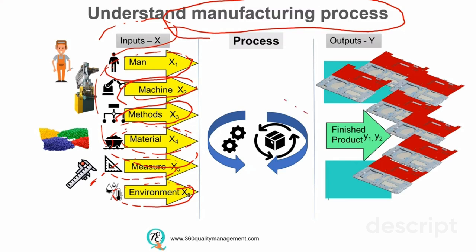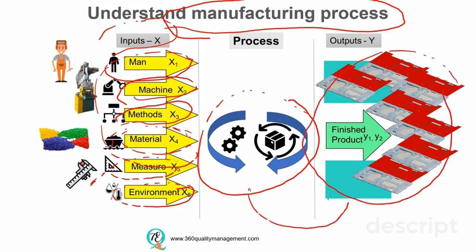The material will go through a transformation process, and then it will be converted into a process output or a finished product of that process. And this process output could in turn become a manufacturing process input for another process until it becomes an end product which can be used by the consumer.